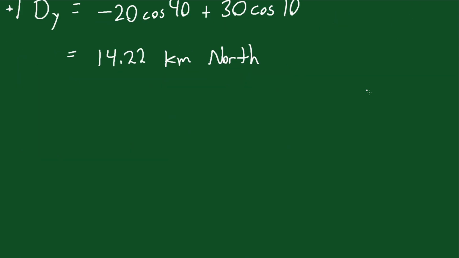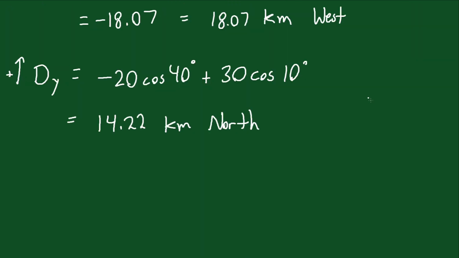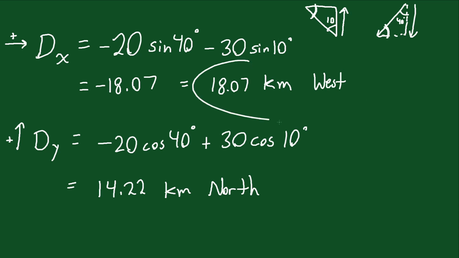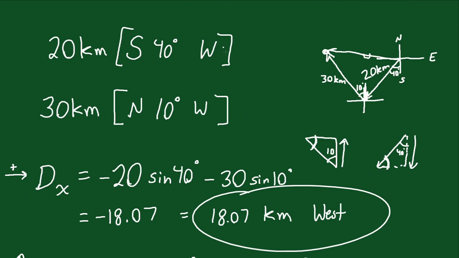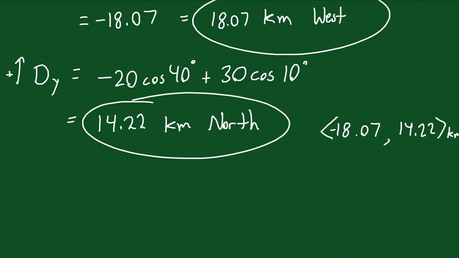Now, what do we get for our final answer? Because we need to provide a final answer. We've got two answers here. We've got 18 kilometers west and 14 kilometers north. You could represent that in a component form, right? You could say a negative 18.07 because it's to the left, right? That's what west is. And then 14.22 kilometers north, and then say this is in kilometers. You could provide that as an answer, but we were given the original vectors in magnitude and direction form, so we should provide our final answer as a magnitude and direction as well.